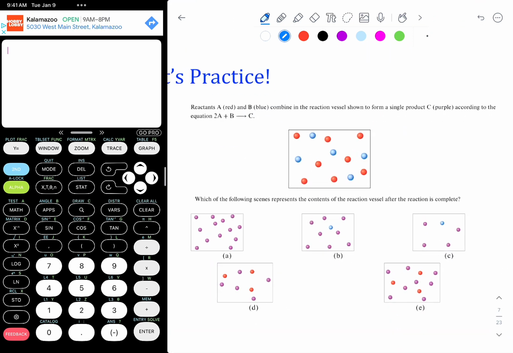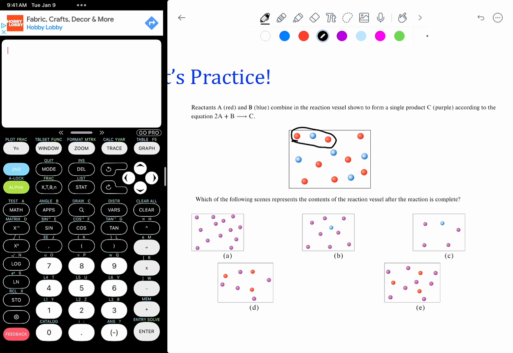Okay, a similar problem. Reactants A and B. A is red, B is blue. Combine in the reaction vessel shown to form a single product C. According to the equation 2A plus B goes to C, which of the following scenes represents the contents of the reaction vessel after the reaction is complete? Well, this is similar to what we did before, we just have a slight change in color. So we know that 2A's are going to combine with a B, so B is blue, A is red.